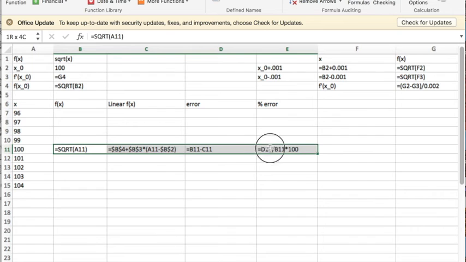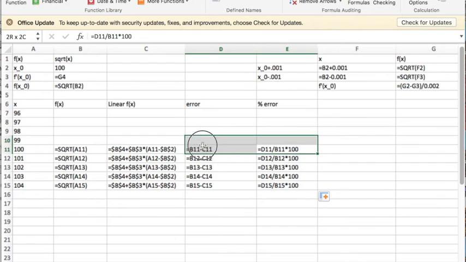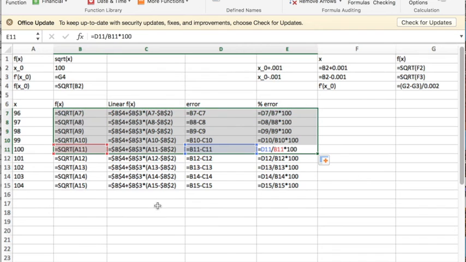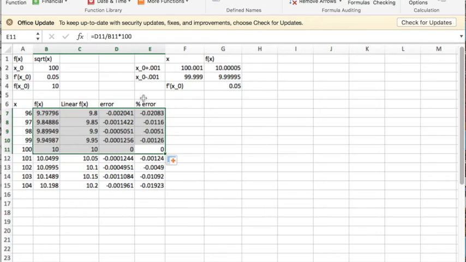Once we have this set up, we can do quick fill, and with quick fill, we'll get the value at all of the points close by. So I now go back to formulas and turn my formulas off, and I see that 100 plus 0.001 is 100.001 and 100 minus 0.001 is 99.999. I've evaluated the square roots. I've taken the difference of these two and divided by 0.002, and I get 0.05. So that's my derivative in my function.